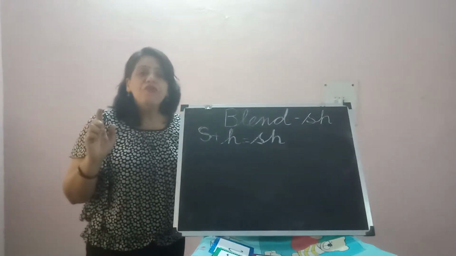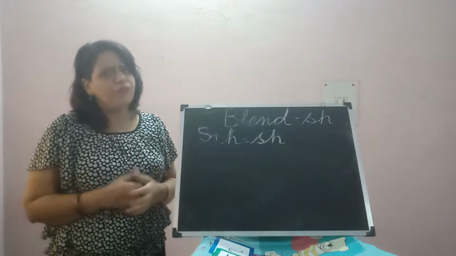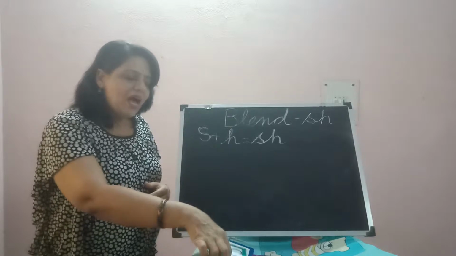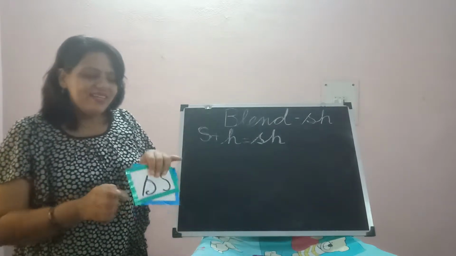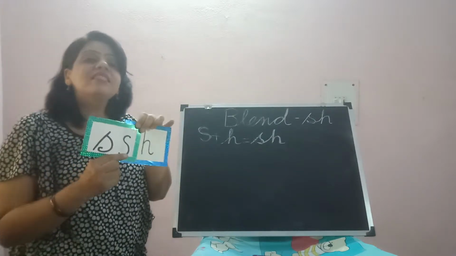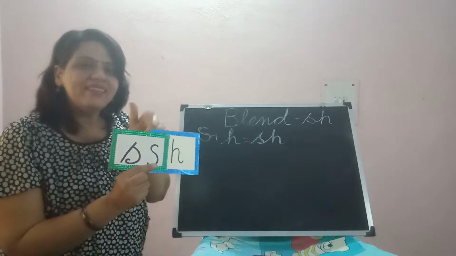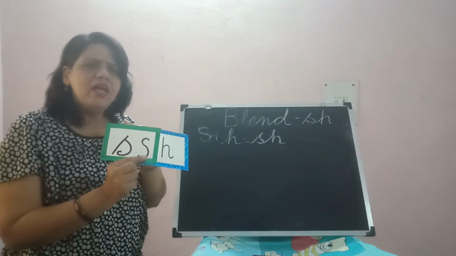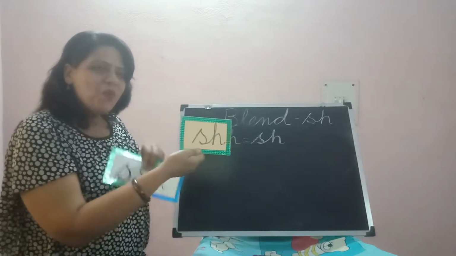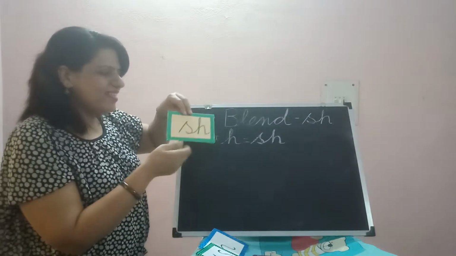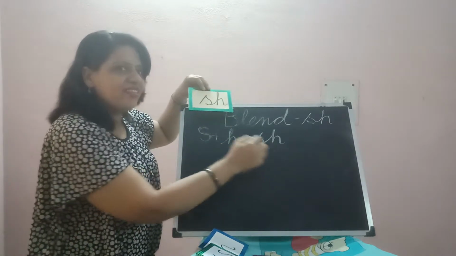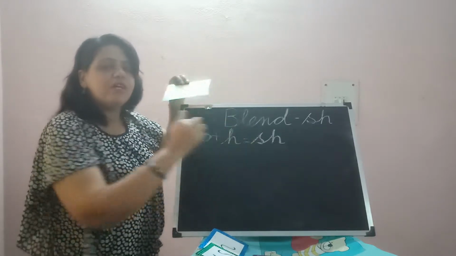In the same way, we have different sounds. We all know that every letter has a different sound. See, I have two letters, letter S and letter H. S says s. H says ha. Now we will add both the sounds. See what is coming out? Yes, sh, sh.